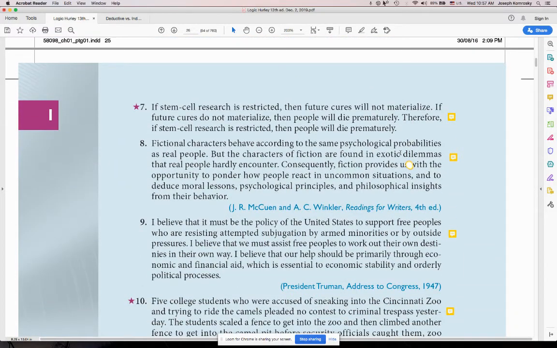Let's do this last example. If stem cell research is restricted, then future cures will not materialize. If future cures do not materialize, then people will die prematurely. Therefore, if stem cell research is restricted, then people will die prematurely. This one's kind of tricky. It's a conclusion. We'll find out more specifically about this form later on in chapter 1. It's called a hypothetical syllogism. Notice it's not one conditional statement, but multiple conditional statements, and those adding up form an argument, okay?